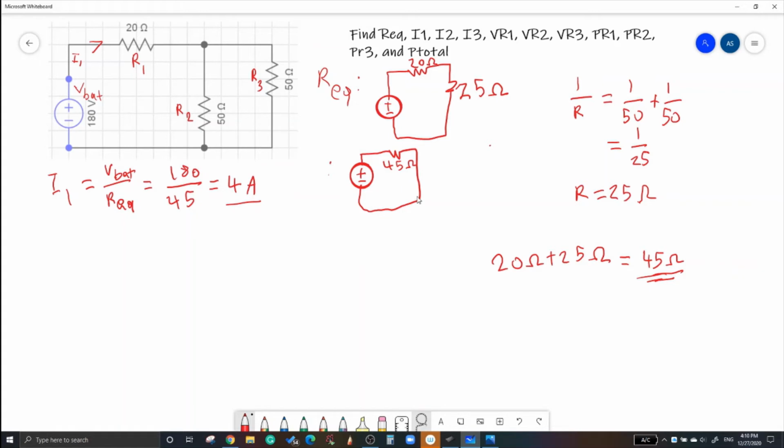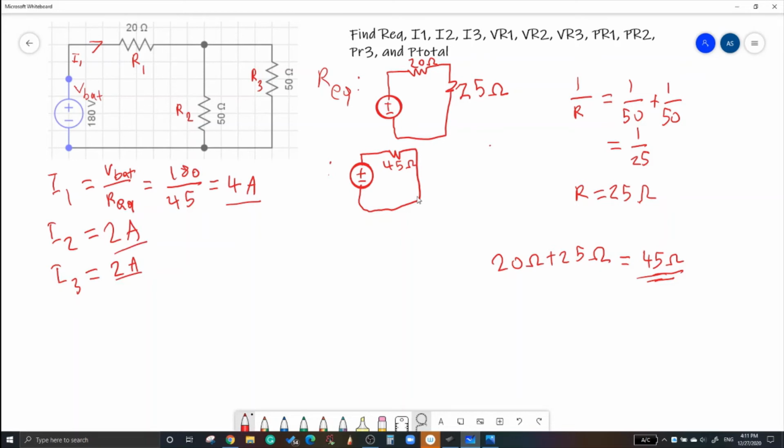Now let's find I2. Since the resistors in parallel have the same resistance values, the current here will get split across them equally. So now I2 will be 2 amps since 4 divided by 2 is 2, and I3 will be 2 amps too. So we have solved I2 and I3.